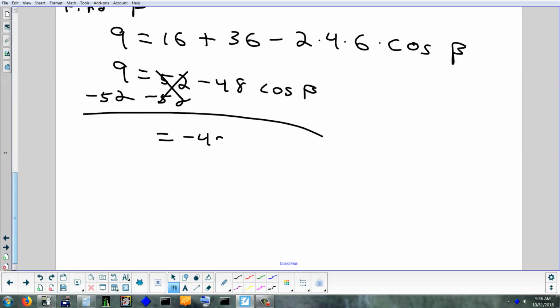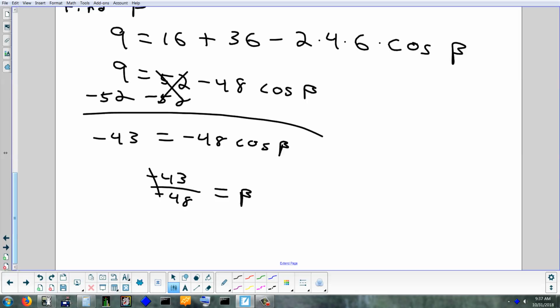Okay, so now on the right, I've got negative 48 cosine beta, and 9 minus 52. Negative 43. Negative 43. Okay, and let's do the last two steps at the same time. Well, Derek, what would be my next step to deal with that negative 48? To divide by negative 48. Okay, so I'm going to divide by negative 48.